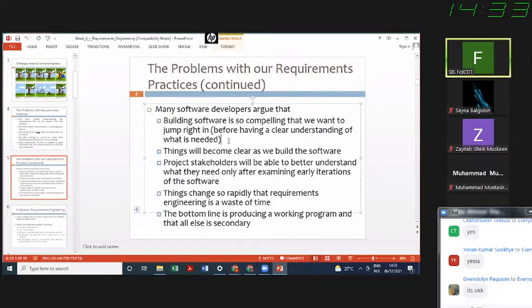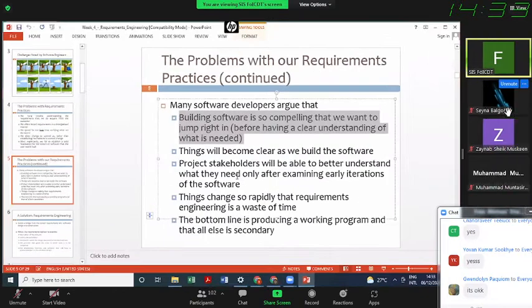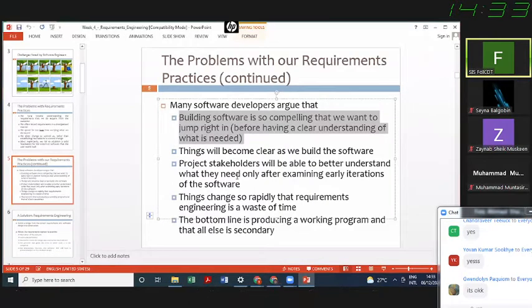and then you start the development process. Okay, so many software developers argue that building software is so compelling that they want to jump right in. But this is not correct. What will happen if you do so is that you will end up developing software that's not going to suit the client's expectation. And in the end, it's going to be software that's useless. So it's good that we have to move fast, but we have to move fast in the correct direction.